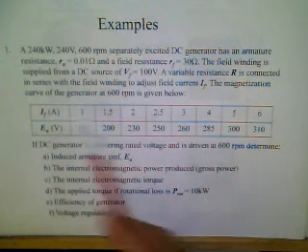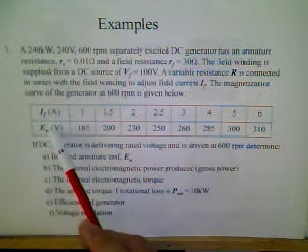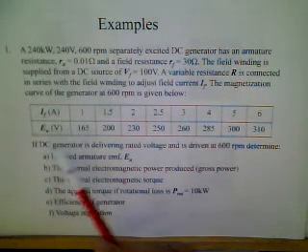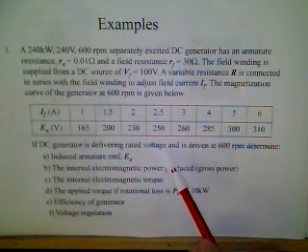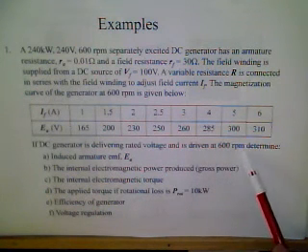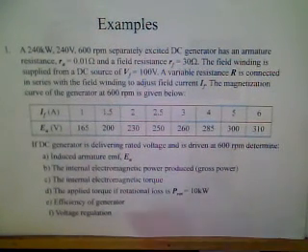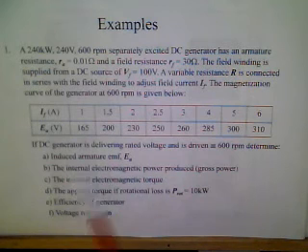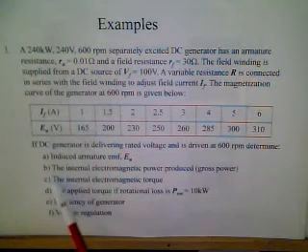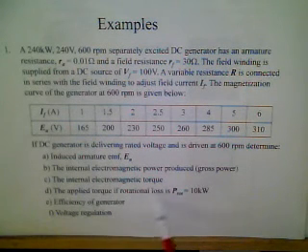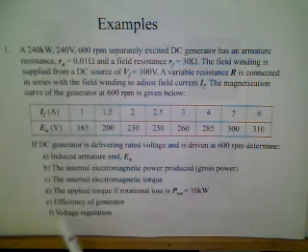These are the corresponding pairs of field current with respect to induced armature voltage. And if the DC generator is delivering rated voltage and is driven at 600 RPM, the question requests to determine A. Induced armature EMF, B. The internal electromagnetic power produced, which is gross power, C. The internal electromagnetic torque, D. Applied torque if rotational loss is 10 kilowatts, E. Efficiency of the generator, and F. Voltage regulation.